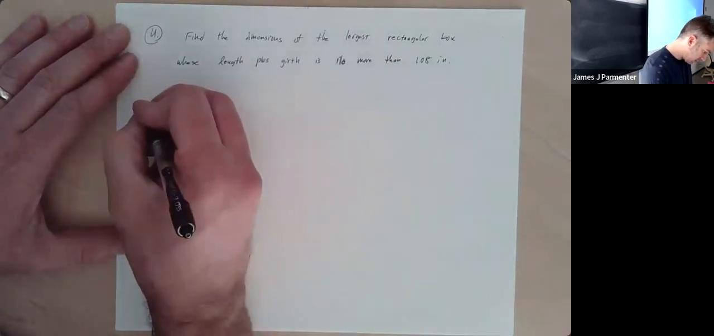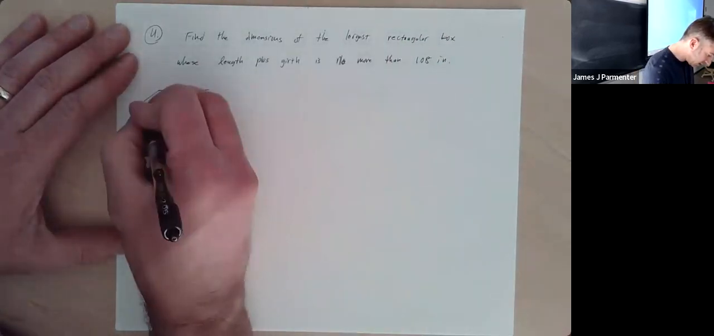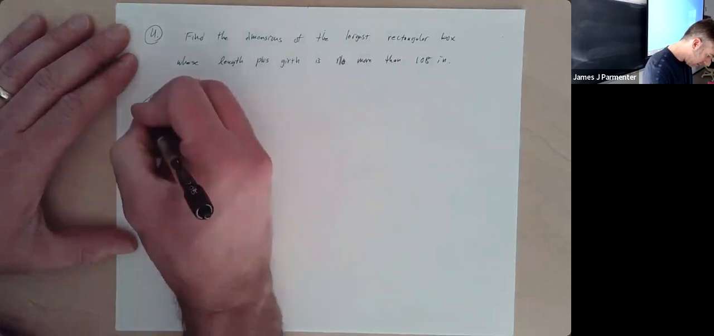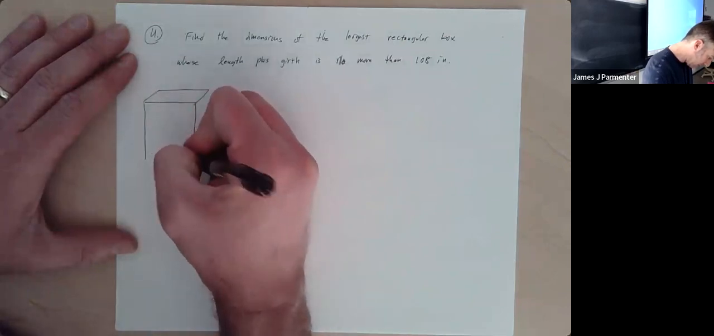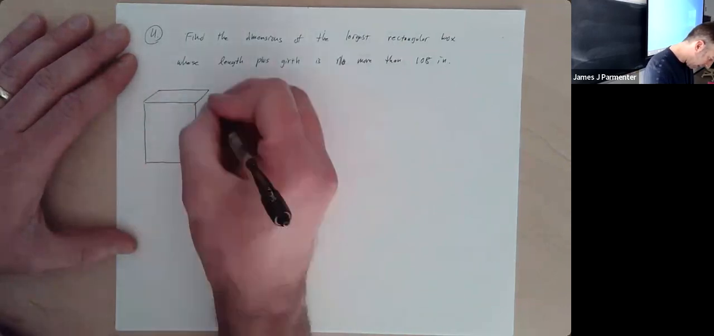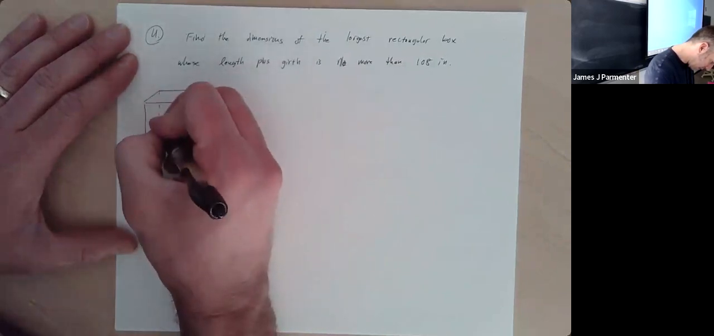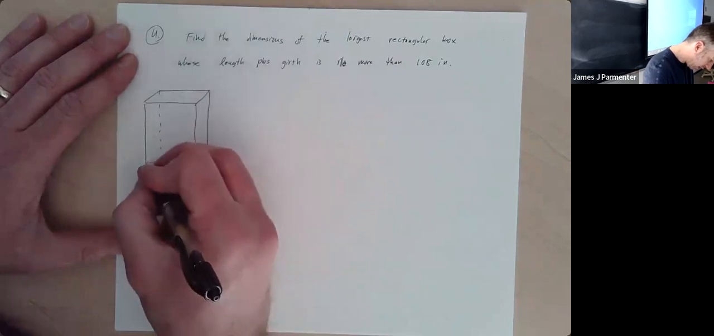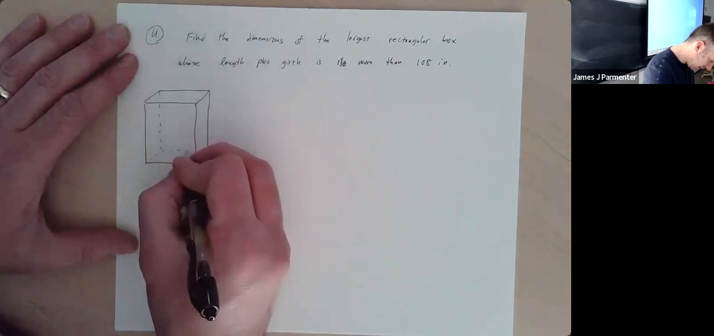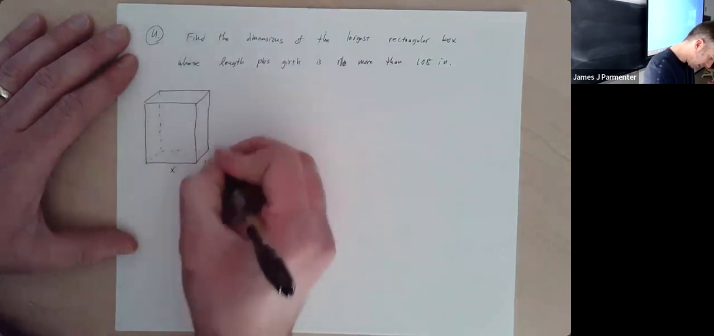So same box, or same looking box. Now we know what the answer is already, right? We know that the answer is going to be that X and Y are both 18 inches and Z is 36 inches. Obviously, I'm not drawing my box to look like what I know the answer is, but that's going to be the answer.